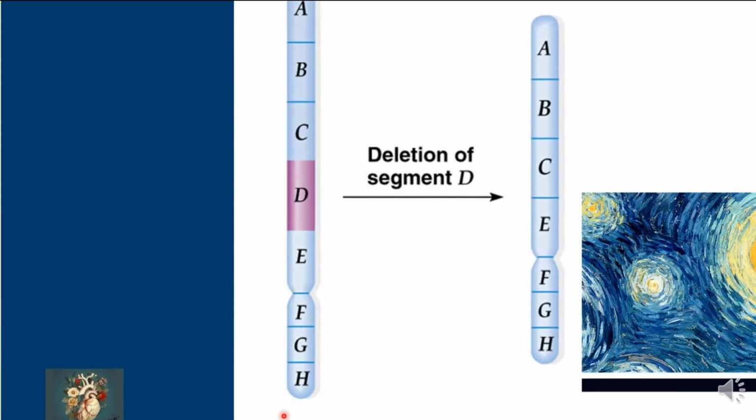In this slide you can see a chromosome with the short arm and the long arm, and different genes in this area designated as A, B, C, D, E, F, G, H. In this chromosome you can appreciate that segment D is deleted. So the affected individual will show the gene defects of the genes present over here.